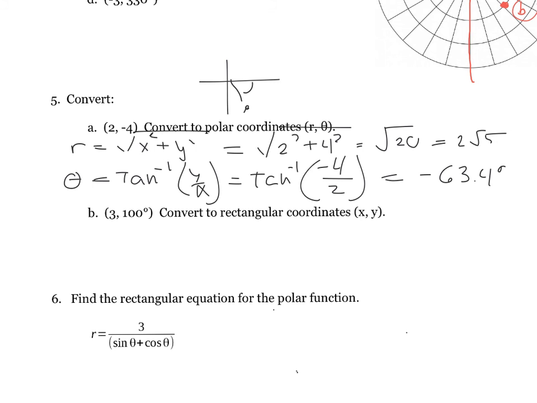So anytime you do an inverse trig function, you have to be careful and think about, am I getting the angle that really makes sense for this problem? In this case, we are. We should be getting something in the 4th quadrant. And -63.4 degrees is just what we're looking for.